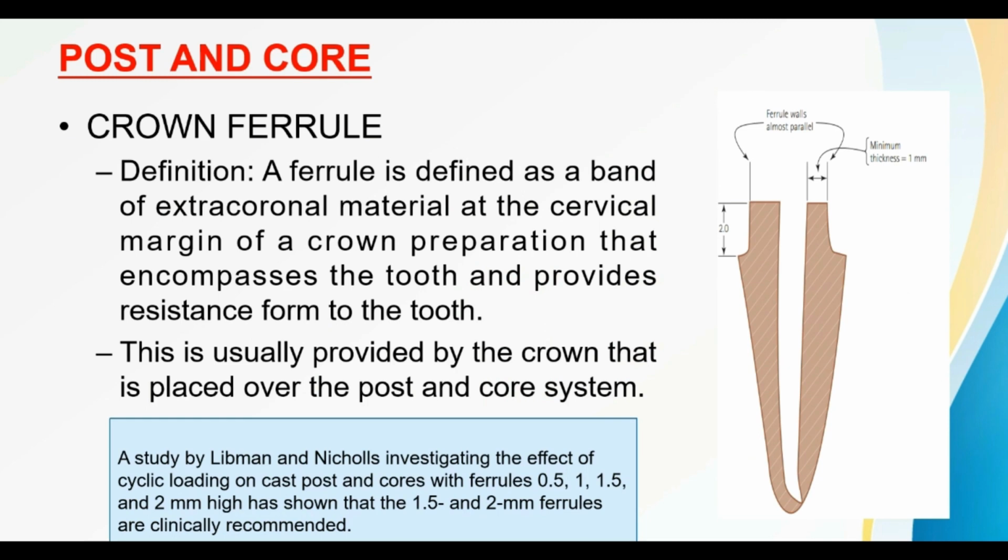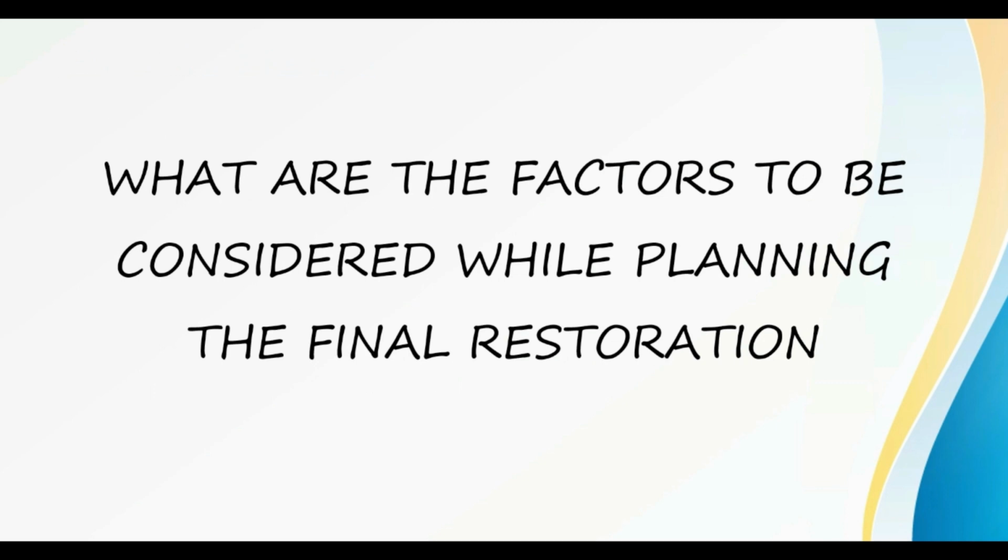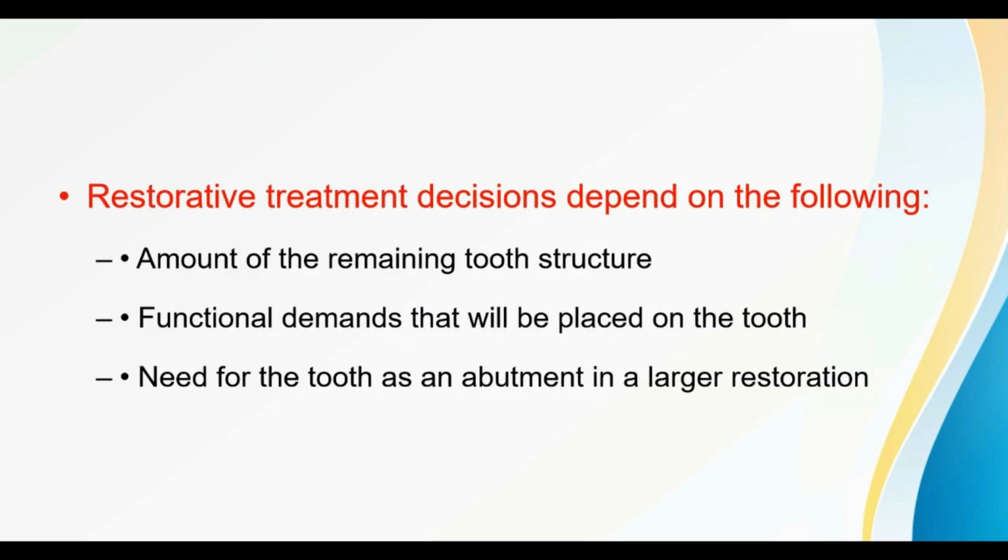Post and core. Crown ferrule. Definition. Ferrule is defined as a band of extracoronal material at the cervical margin of a crown preparation that encompasses the tooth and provides resistance form to the tooth. This is usually provided by the crown that is placed over the post and core system. What are the factors to be considered while planning the final restoration?